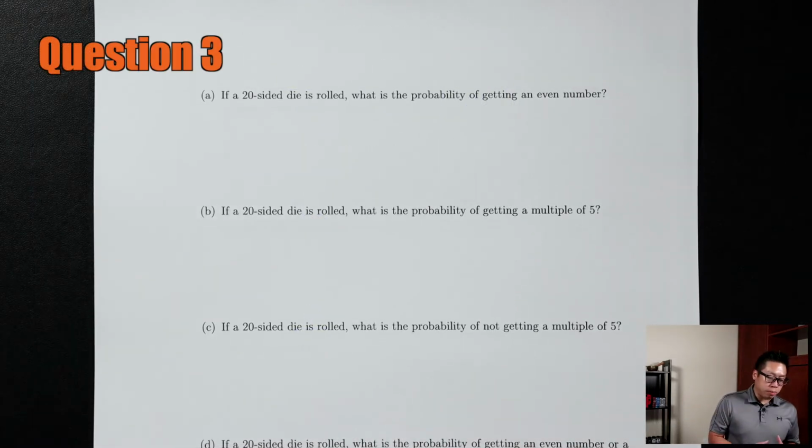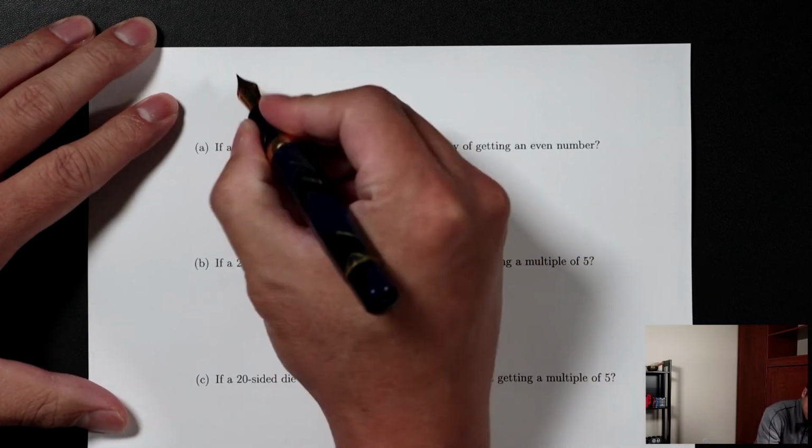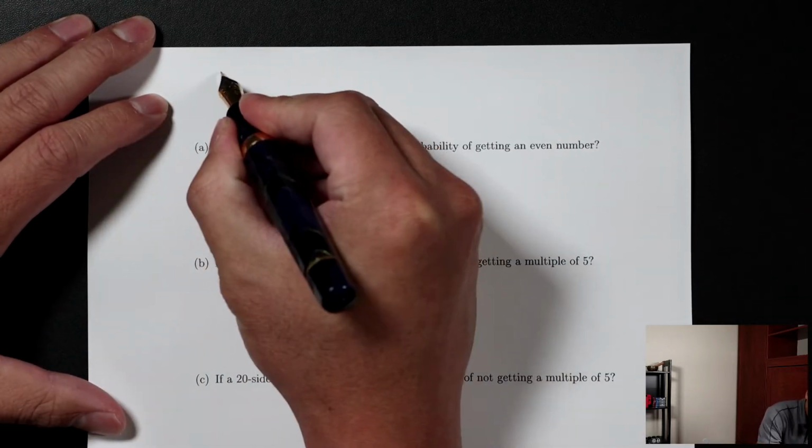For this question, we're talking about rolling a 20-sided die. So when I roll a 20-sided die, what are all the things I can get? I can get a 1, a 2, a 3, a 4, all the way up to 20.